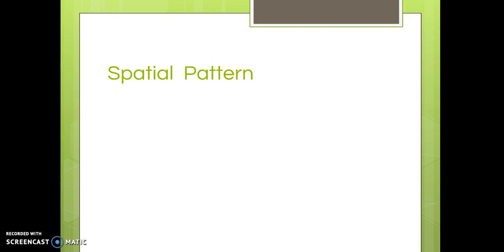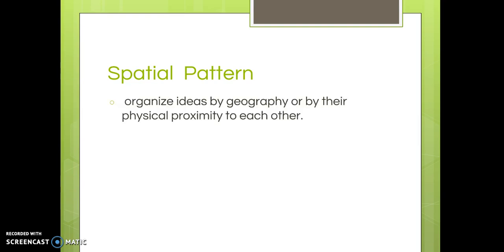The spatial pattern is when you organize ideas by geography, so the space, by their physical proximity to each other. It is useful for specific informative speeches, such as regional cultural traditions, or maybe discussing the way that a battle turned out in a war.